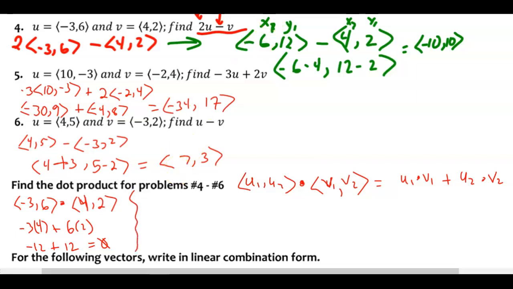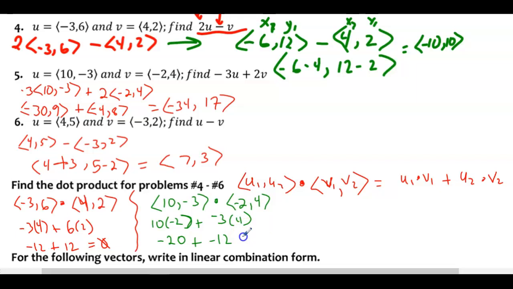Right here, number 5, we're going to use those component forms. So 10, negative 3, and negative 2, 4. So we do 10 times negative 2 plus negative 3 times 4. 10 times negative 2 is negative 20, and negative 3 times 4 is negative 12. Negative 20 plus negative 12 is negative 32.